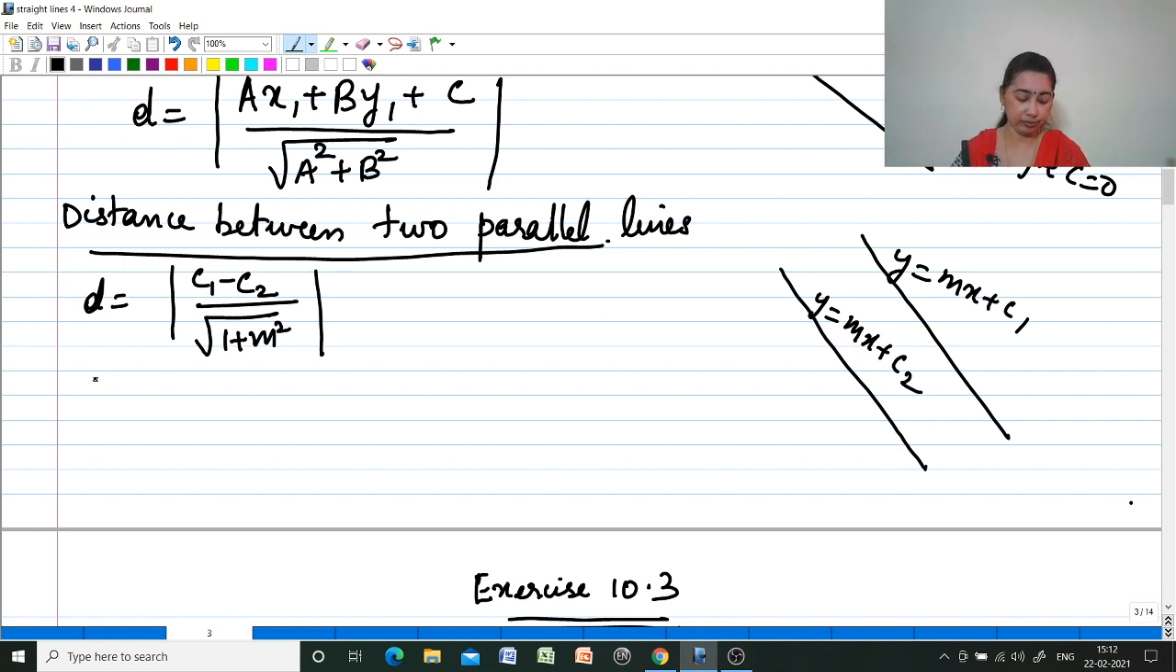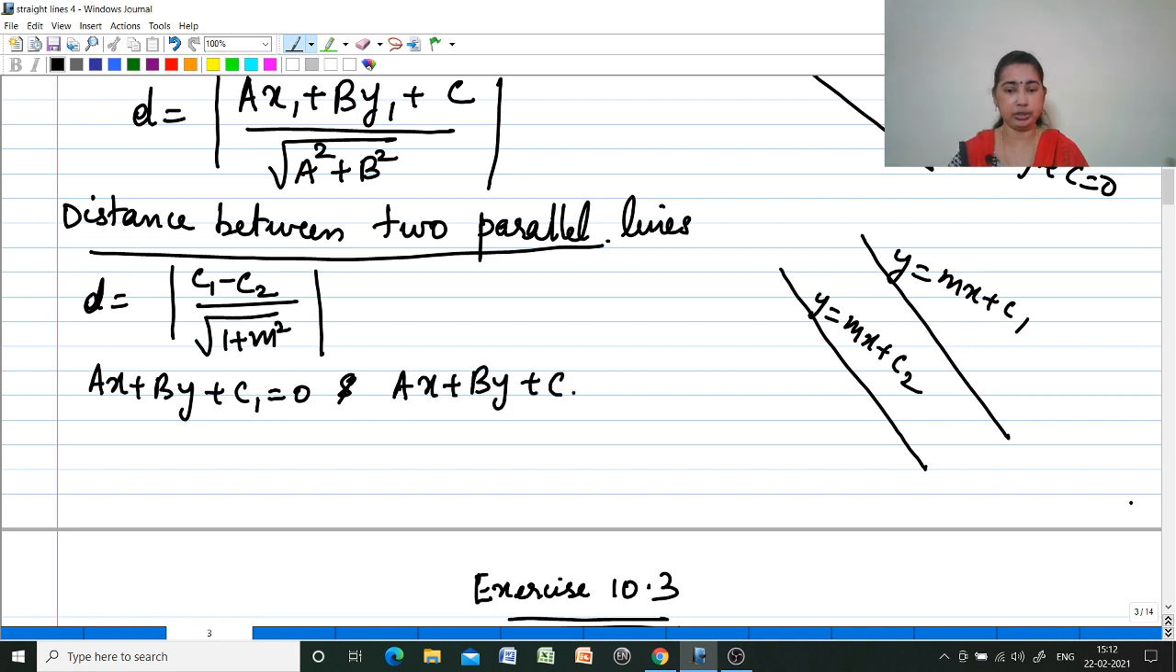Suppose the equations are of the form ax plus by plus c1 equal to 0 and ax plus by plus c2 equal to 0. Then we can find the distance between these two parallel lines. These are parallel because the x and y coefficients are the same in both equations, only the constant terms differ.